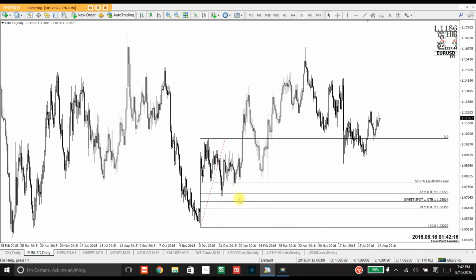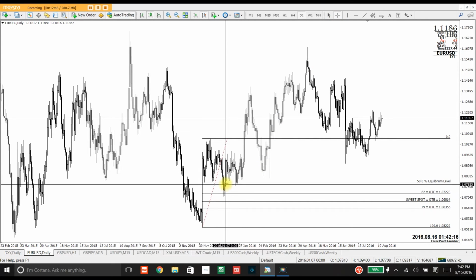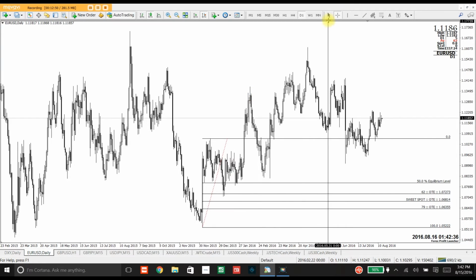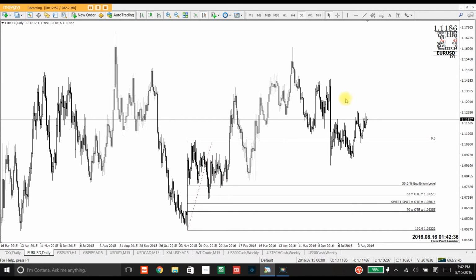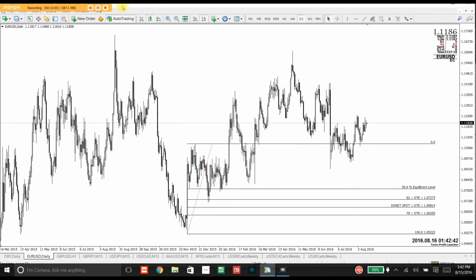Now, we retrace down to the 62% retracement level. Just through it just a little bit. Okay, and then we see a rally away from it. Okay, now this is the way I see the Fib tool. This area, okay, let me drag this down for just a second so I can get my rectangle.